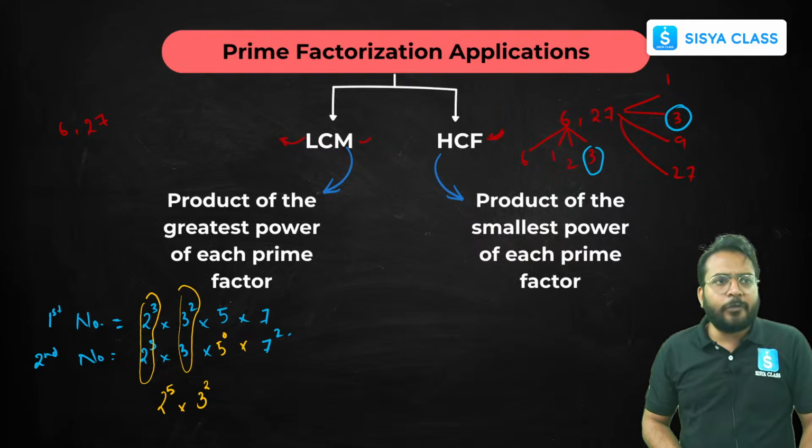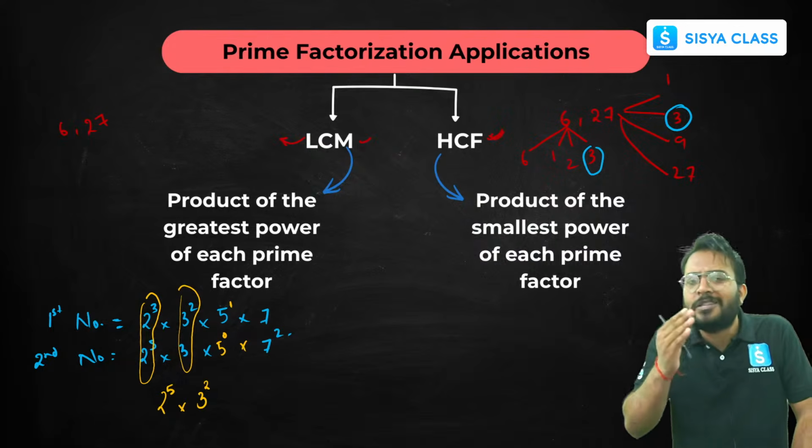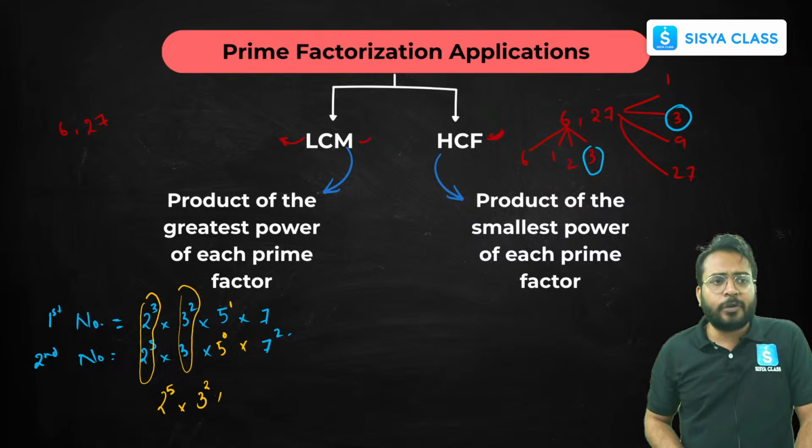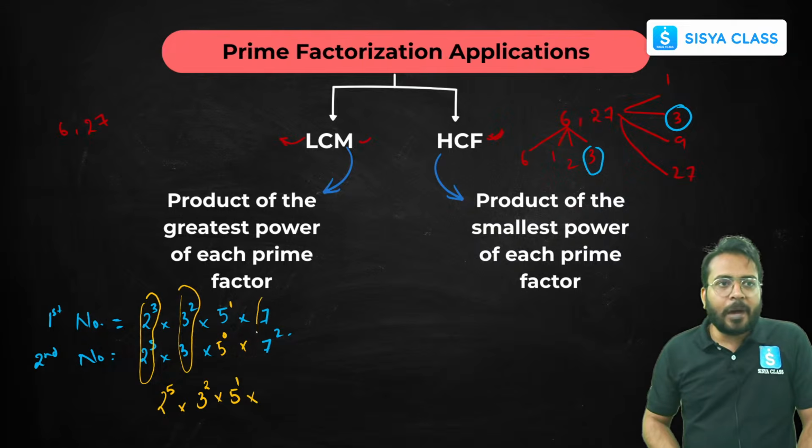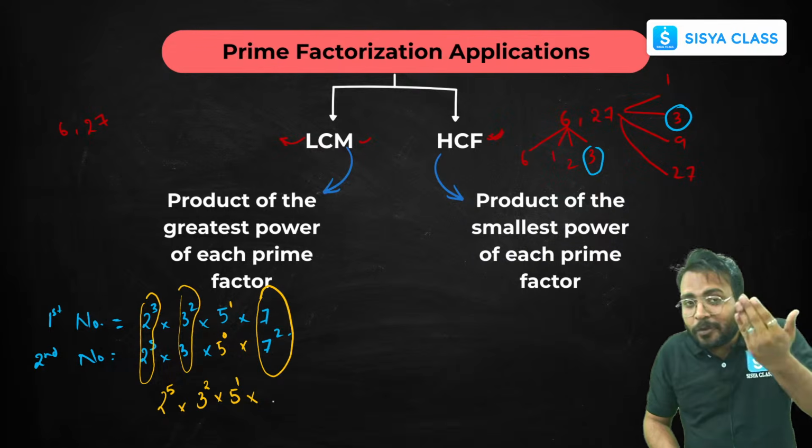Out of 5 to the power 0 and 5 to the power 1, which one is the highest one? Which one is the greatest one? 5 to the power 1, right? Yes or no? That means I will get 5 to the power 1, into, now I am having 7 to the power 2. So which one is the highest power of 7? That is 7 to the power 2.